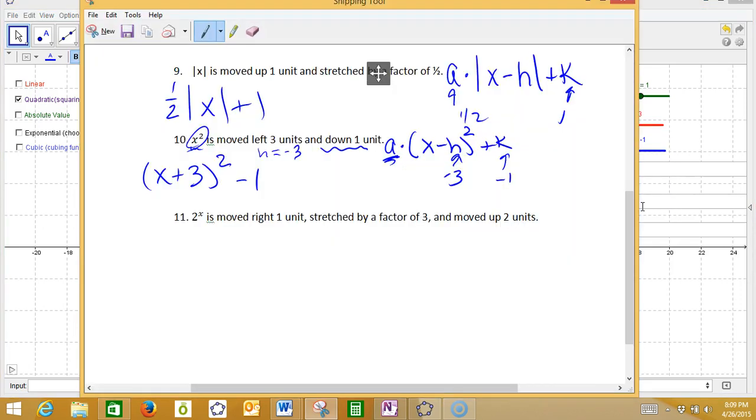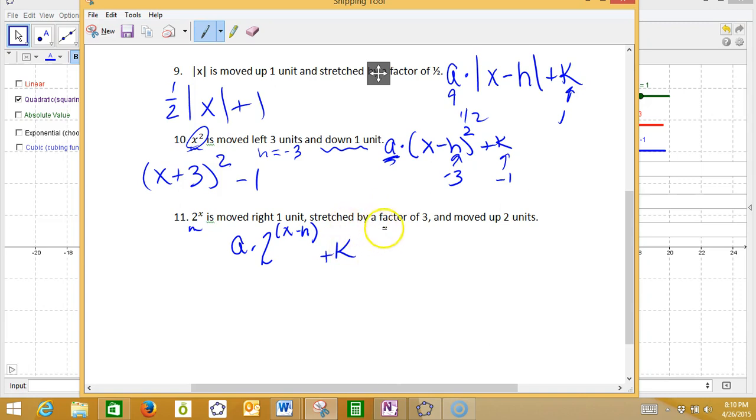Okay, and then the last one says 2 to the x. We want it moved right 1 unit, stretched by a factor of 3, and moved up 2 units. So our general parent function now, since we're taking 2 to the x, says take some number times our 2 raised to the x minus h. So up in our exponent with 2 raised to the x, we have to still have that h affect our x, right? X is just an exponent in exponential functions, and then we can still add some number after.